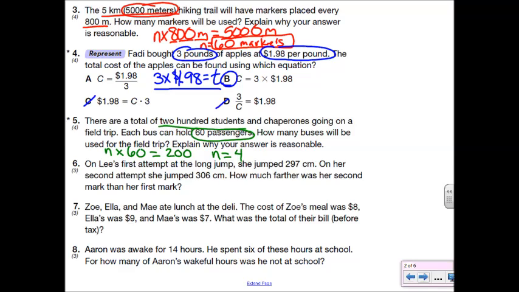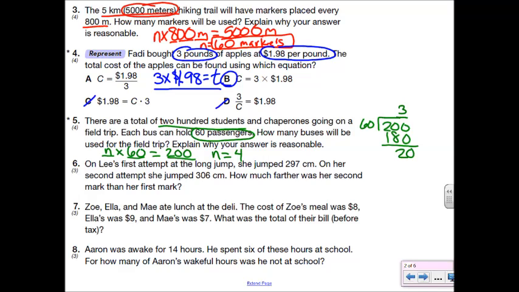The other way that you could do that, it says in the book that when you are looking for a factor, you take the product or the total and you divide it by the known factor. So if I do 200 divided by 60, then I'm going to get 3. 3 times 60 is 180, and I'd have 20 people left over is what that would tell me, and then I would know I'd need another bus to fit the 20 people on.